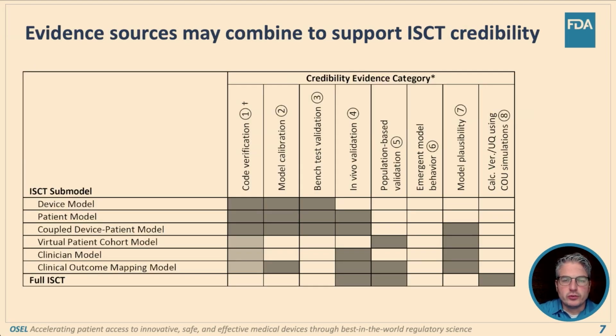One key challenge to establishing in silico clinical trial credibility is determining what evidence should be collected. To facilitate planning within the manuscript, we provide suggestions regarding the appropriate evidence categories from the new FDA guidance that may be relevant to support the credibility of each in silico clinical trial submodel.